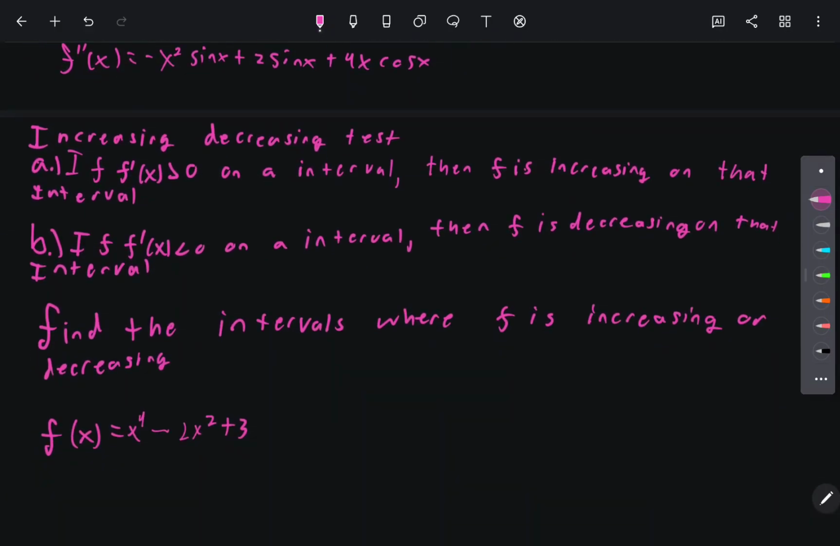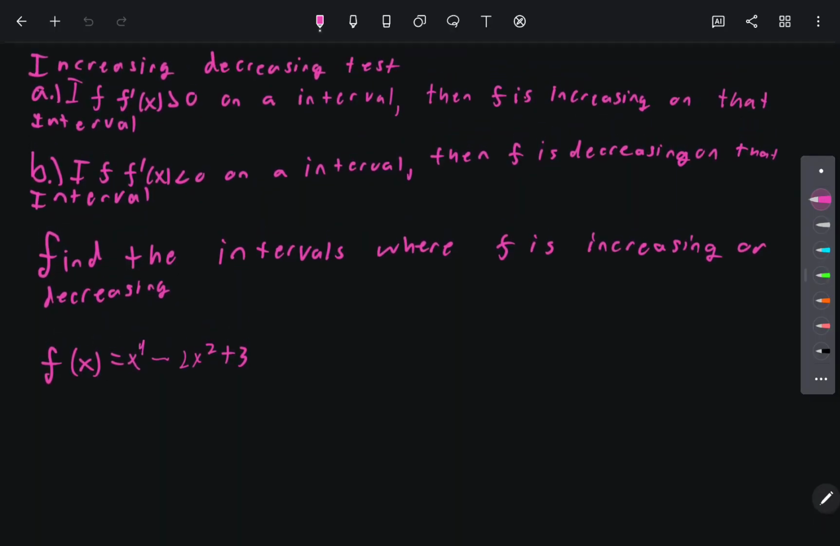So let's get into this. We need to first build some tools here: the increasing or decreasing test. We want to use f prime to tell us if a function is increasing on an interval. If f prime of x is greater than 0 on an interval, then f is increasing on that interval. If f prime is less than 0 on an interval, then f is decreasing on that interval.